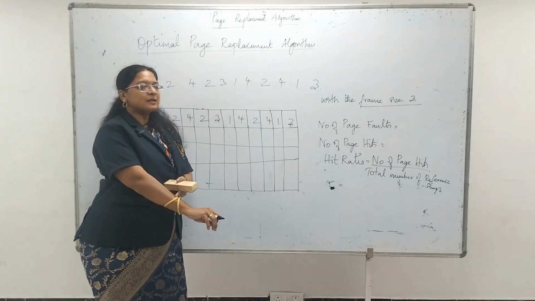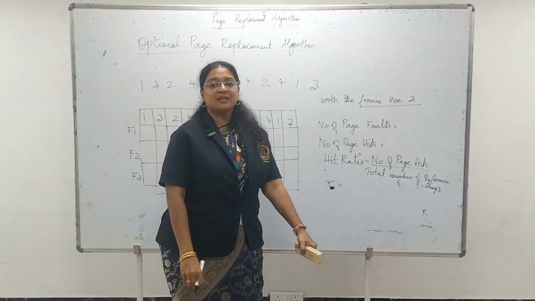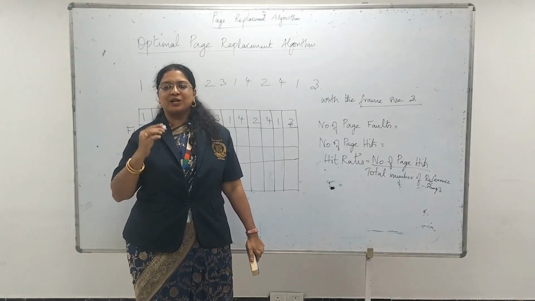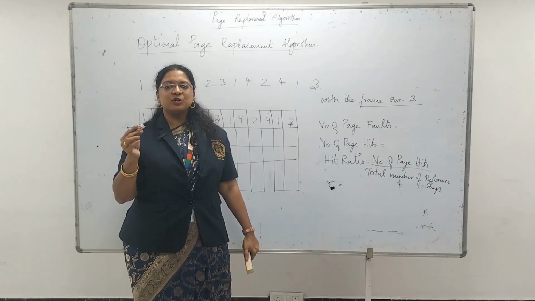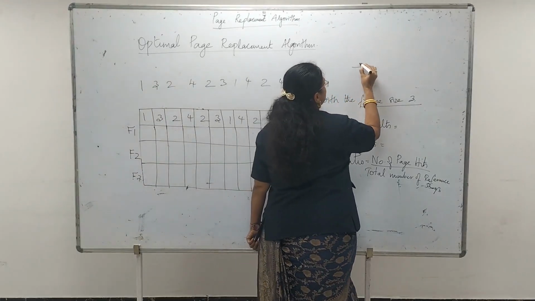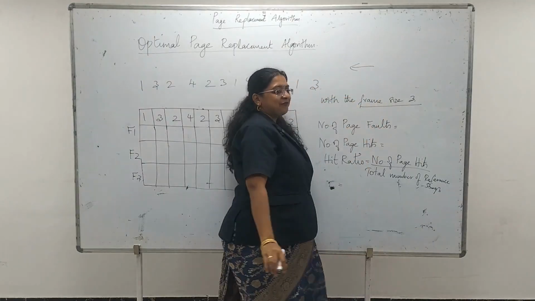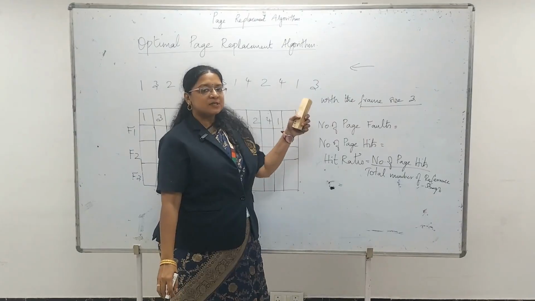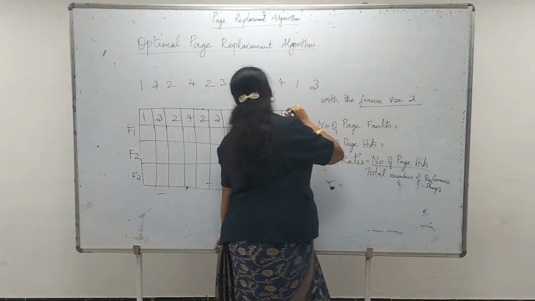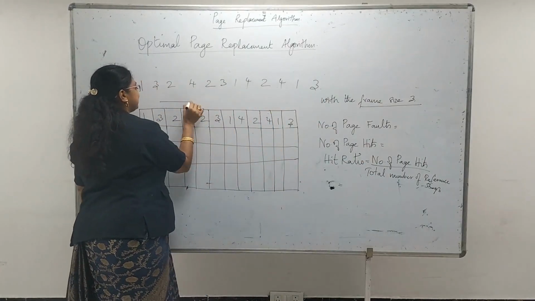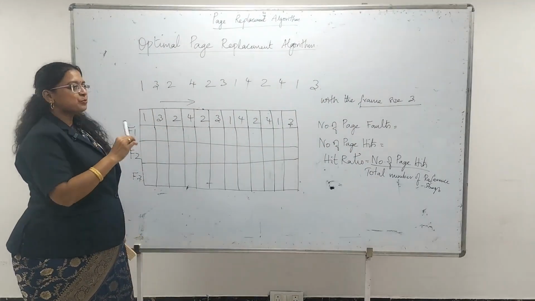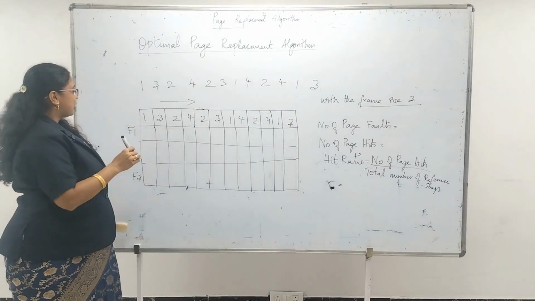What is the optimal page replacement algorithm? You are going to replace the page which is not going to be used in the future. In least recently used, you use the left side arrow, checking which element is least recently used in your previous references. But here in optimal page replacement, you are going to use this arrow, to see which one is not going to be used in your future.